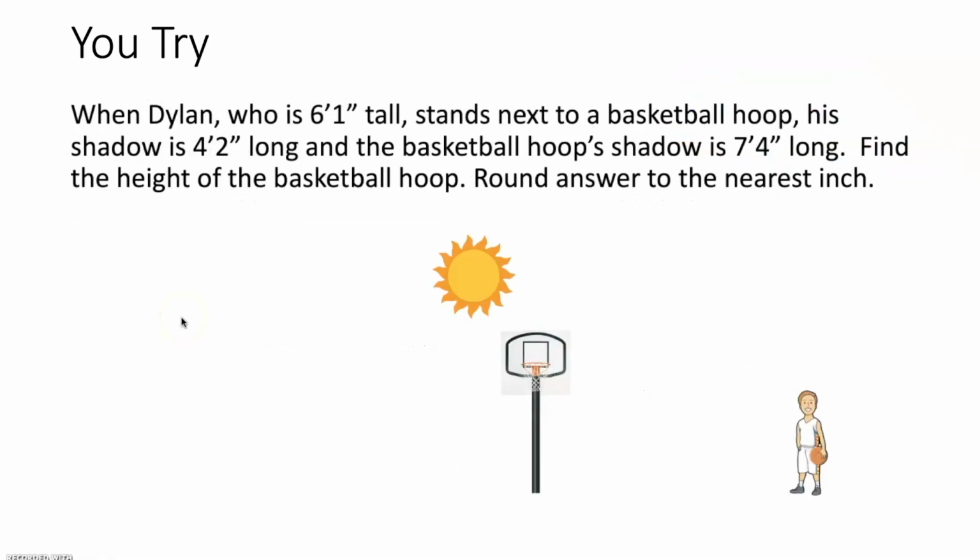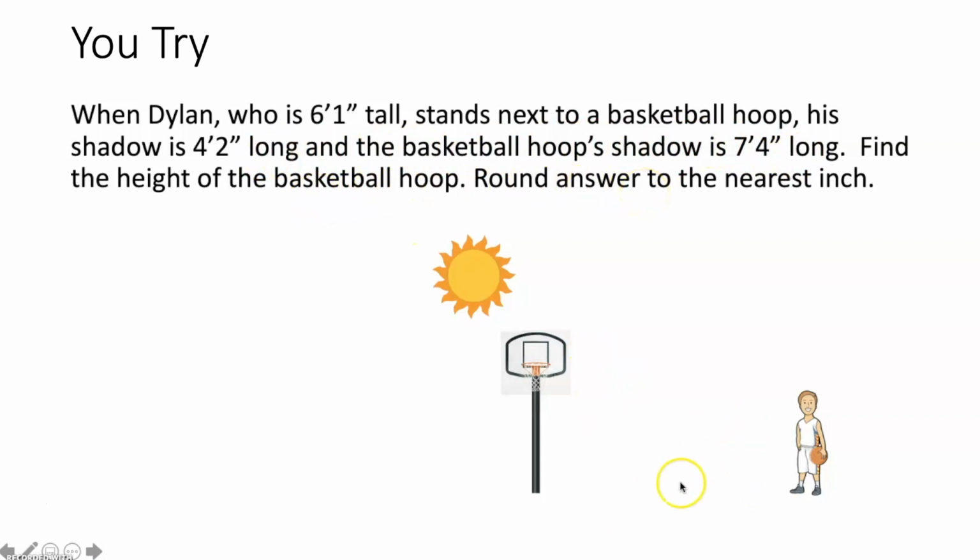Now, the word problem says, when Dylan, who is 6 feet 1 inch tall, stands next to a basketball hoop, his shadow is 4 feet 2 inches long, and the basketball hoop's shadow is 7 feet 4 inches long. Find the height of the basketball hoop. Round the answer to the nearest inch.